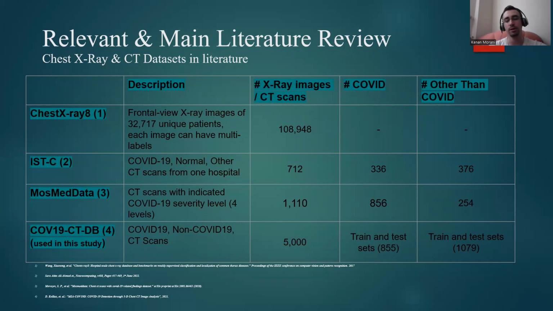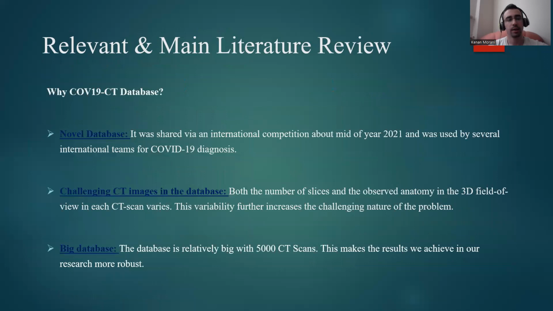Okay, so this is a little comparison of recent COVID-19 related data sets. Let me discuss why we in our lab chose the COV19 CT database, the last one. It's a novel database. It started last year in the middle of 2020 through an international competition. We got to know the people there, and we got to know those practitioners who labeled the data set a little bit. We also chose it because it's a new data set. Second, it has challenging CT images.